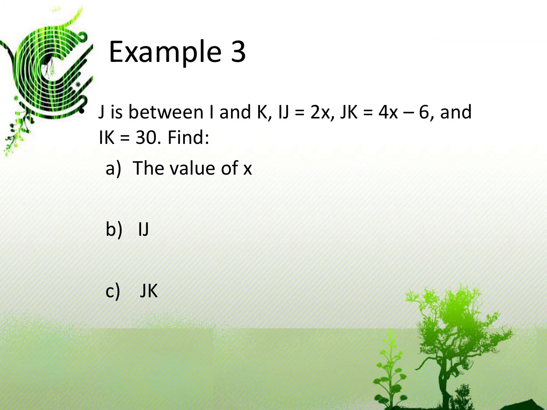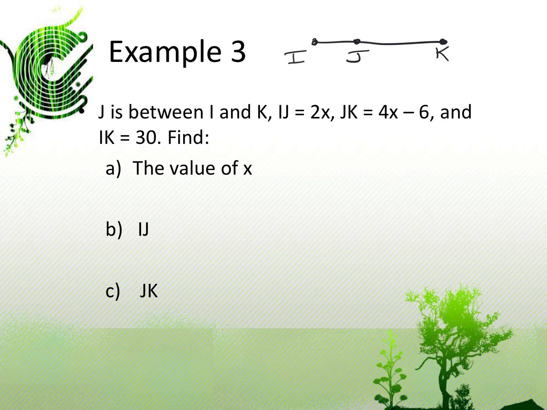Example 3, we're going to apply that segment addition postulate. This time, instead of just numbers, it's got expressions. So this is how we're tying in our Algebra 1 skills. So it tells us that J is between I and K. So let me go ahead and draw the segment IK and put J in between. So sometimes when a picture is not provided, it definitely pays off to give yourself a little drawing. So here's I. I'm going to place J right here and then K here.